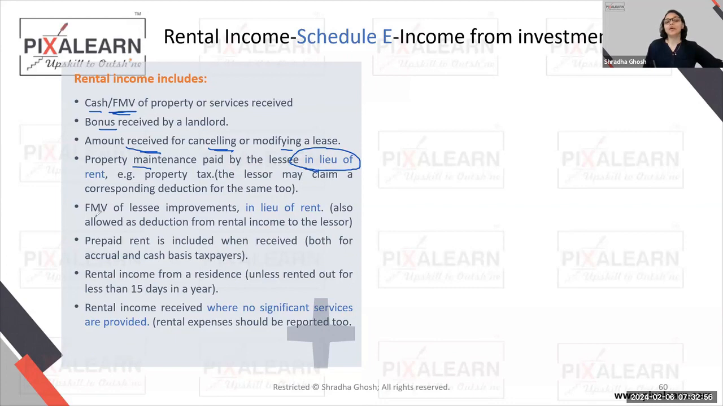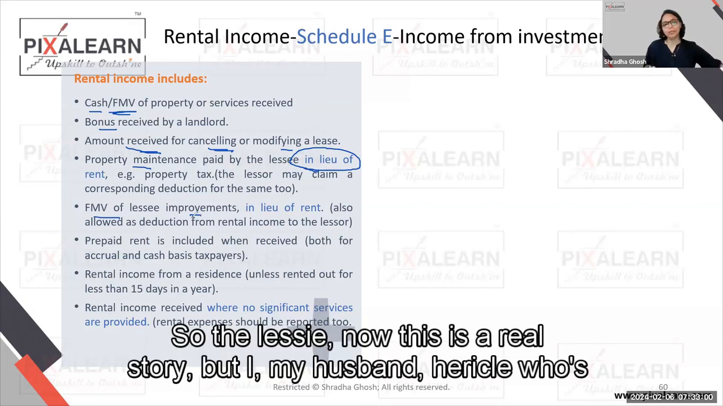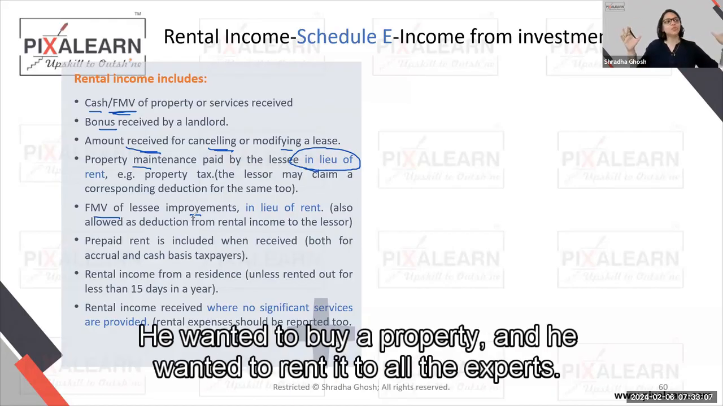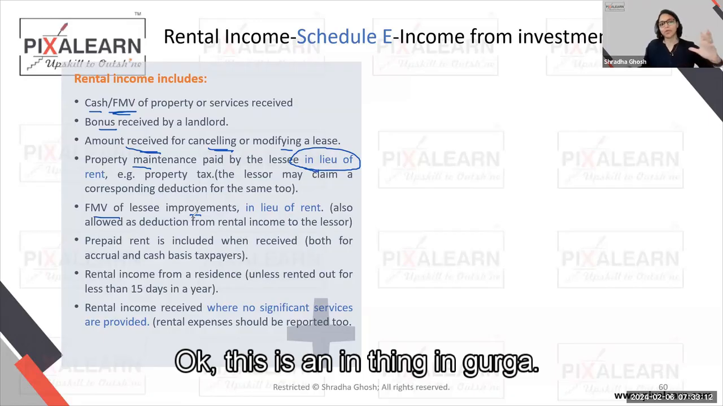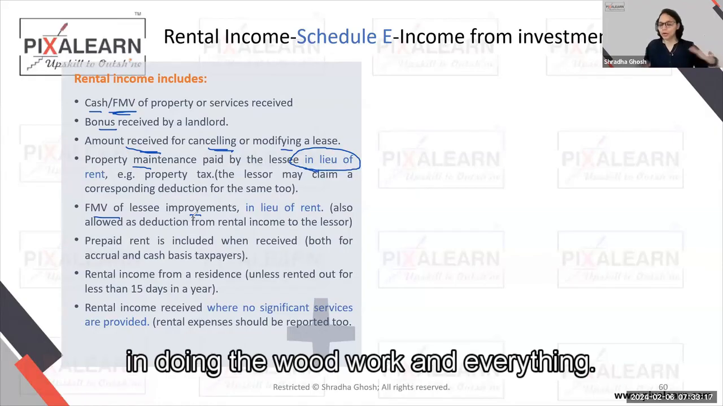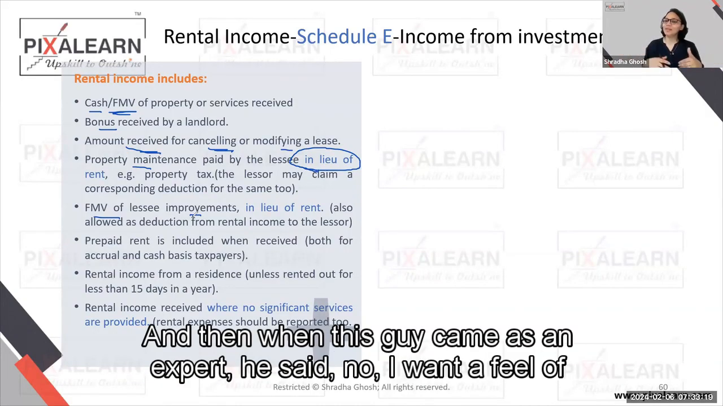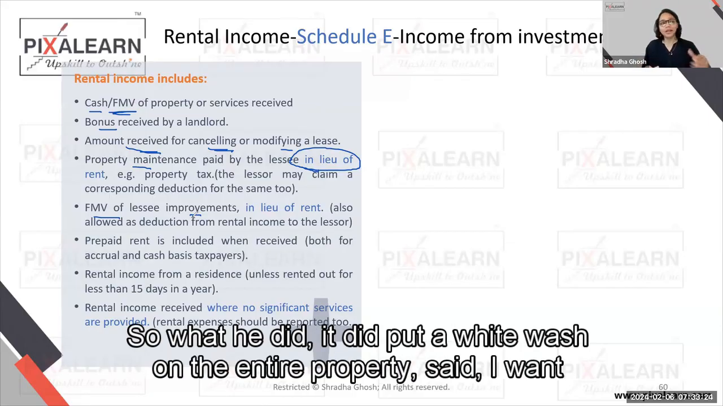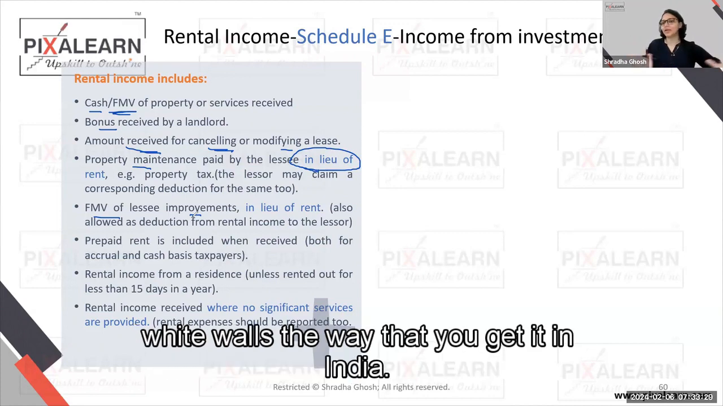Okay. Fair market value of lessee improvements. Now, this is a real story: my husband had a colleague in Gurgaon who wanted to buy a property and rent it to expats. Okay, this is an in thing in Gurgaon. He bought a very premium property and spent a lot of money on the woodwork and everything. Then when the expat came, he said, "No, I want a feel of India. I don't want this wooden feeling." So he put a whitewash on the entire property. He said, "I want white walls, the way that you get it in India."